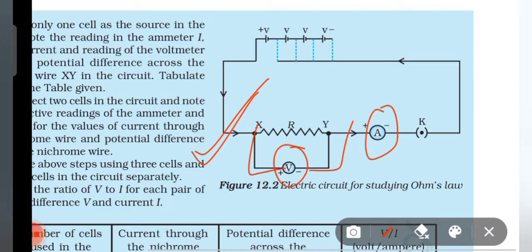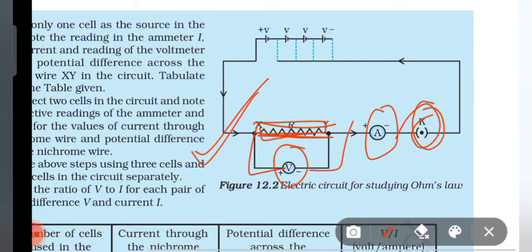Then first of all you have to determine the zero error and least count of the ammeter and voltmeter and record them. Then adjust the rheostat to pass a low current. This is the rheostat. Then this is the key, which I have explained earlier. Insert the key K and slide the rheostat contact slowly to see whether the ammeter and voltmeter are showing deflections properly or not.